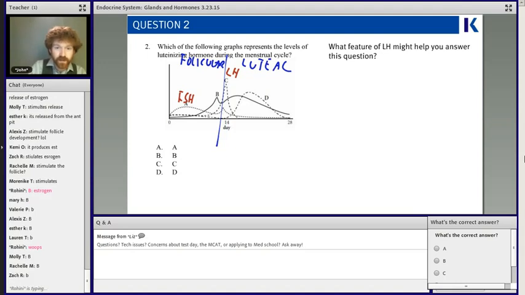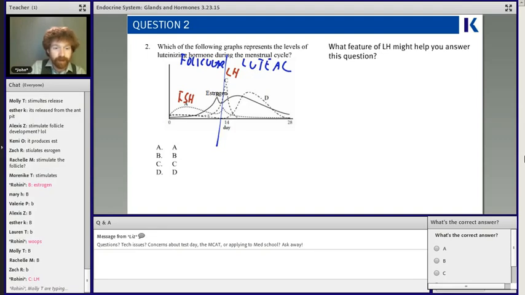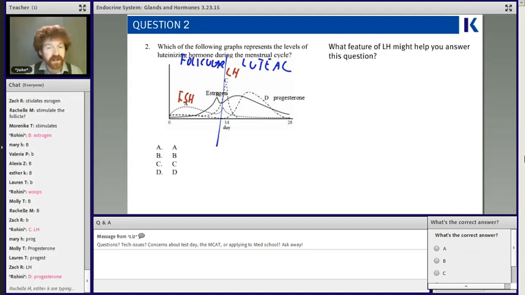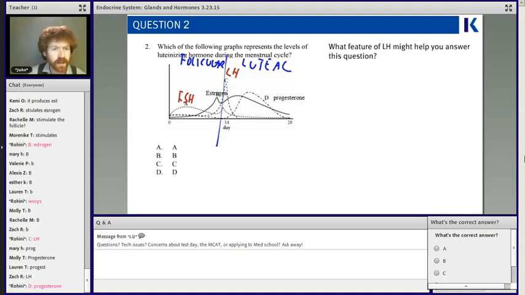Estrogen. You got it, would be B. So B is estrogen, and then finally D would be which? That's your progesterone, exactly. So notice at the end of the cycle is when estrogen and progesterone drop, and that's when menstruation occurs. One thing I guess we didn't talk about yet is birth control.